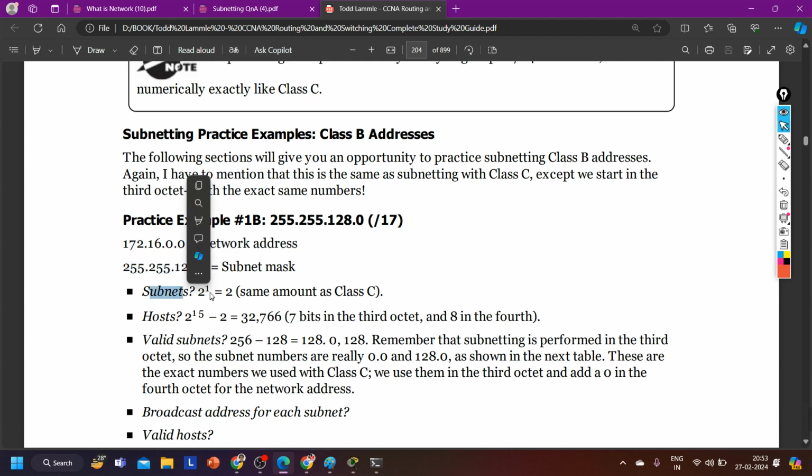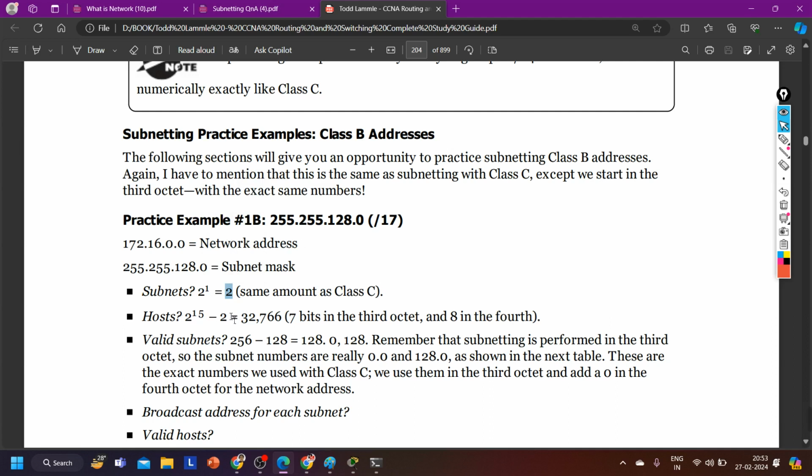Then how to find the number of subnets? 2 to the power n. N is what, guys? How many bits have I borrowed here? 1. So 2 to the power 1, the value is 2. Same as class C. When you borrow 1 bit in class C, you get 2 networks. The same thing is happening here in class B also, right?